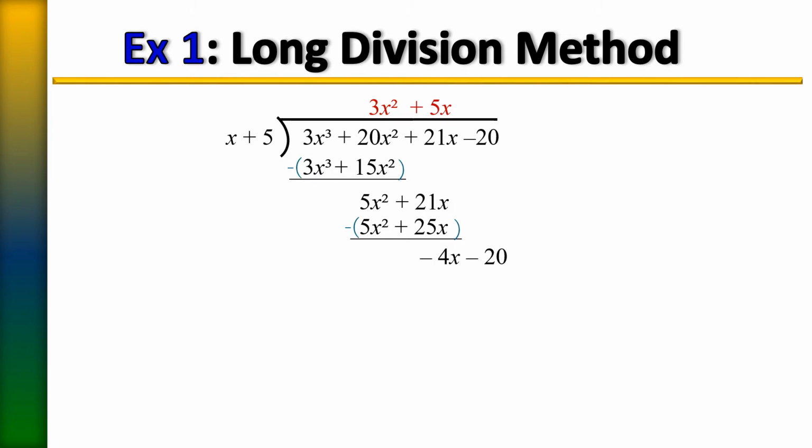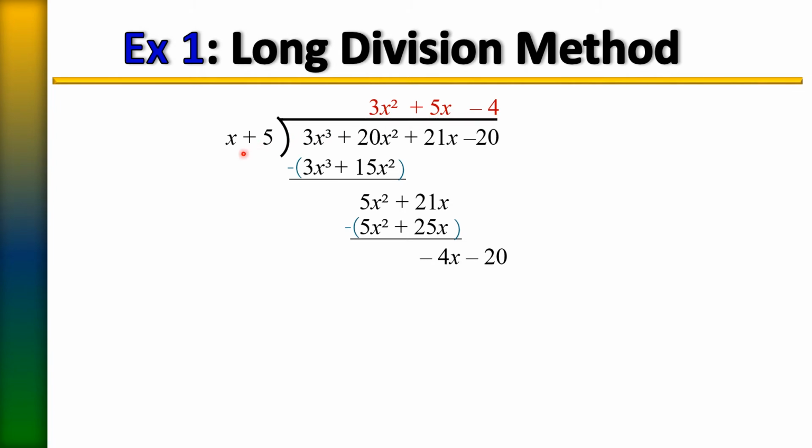Okay, again, we're going to look at the number farthest to the left here. This is negative 4x, and then go outside the number farthest to the left. This is x, and say, what do you need to multiply x with in order to get negative 4x? You already have the x. You only need the negative 4. So we place that above here where the numbers are. That's a negative 4. We're going to multiply that with both terms in the divisor.